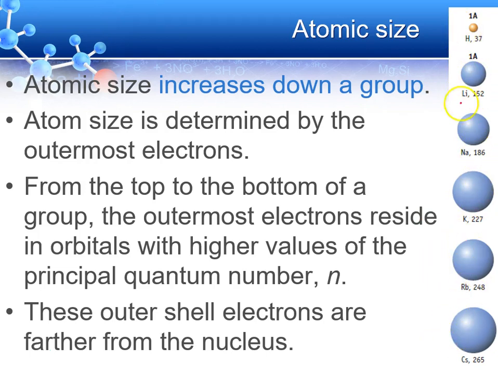As we go down the group, we're increasing the value of the principal quantum number n. With cesium, its last electron is in a 6s orbital, whereas for hydrogen, it's just in a 1s orbital. The larger the value of n, the farther away you are from the nucleus. And since we're measuring atomic radius by how far away that last electron is, cesium will have a much larger atomic radius than hydrogen.